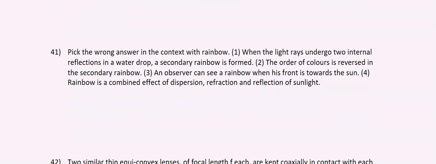41st question. Pick the wrong answer in the context with rainbow. 1. When the light rays undergo two internal reflections in a water drop, a secondary rainbow is formed. 2. The order of colors is reversed in the secondary rainbow. 3. An observer can see a rainbow when his front is towards the sun. 4. Rainbow is combined effect of dispersion, refraction and reflection of sunlight. Now from all the options, we can see that the third option is wrong. An observer can see a rainbow when his front is towards the sun. No, the observer should always have the sun at his back. So option 3 is the wrong answer.